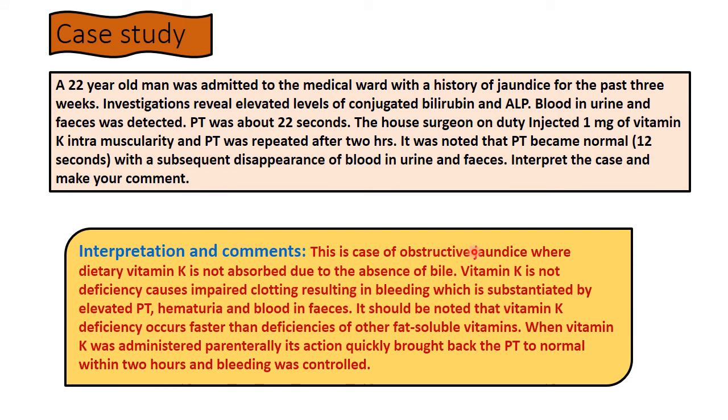So this is a case of obstructive jaundice where dietary vitamin K was not absorbed due to absence of bile, and vitamin K deficiency causes impaired blood clotting, which results in bleeding, substantiated by elevated PT, hematuria and blood in feces. It should be noted that vitamin K deficiency occurs faster than deficiency of other fat soluble vitamins. When vitamin K was administered, its action quickly brought PT back to normal within 2 hours and bleeding was controlled.